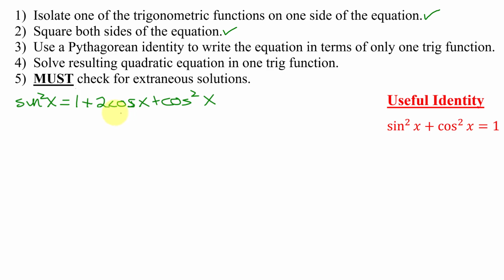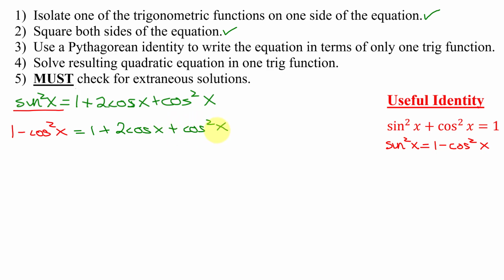Now, as my equation has a cosine x and a cosine squared x, I need to write the sine squared x in terms of cosine squared x. So I know that sine squared x equals, subtract cosine squared x from both sides, I get 1 minus cosine squared x. So instead of sine squared x, I'm going to have 1 minus cosine squared x equals 1 plus 2 cosine x plus cosine squared x.